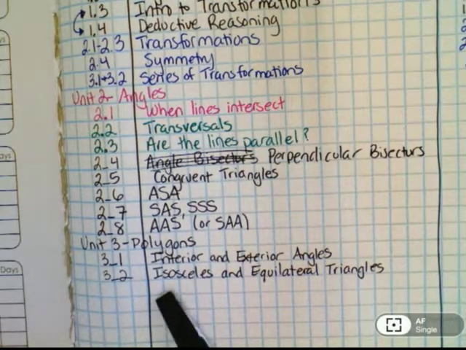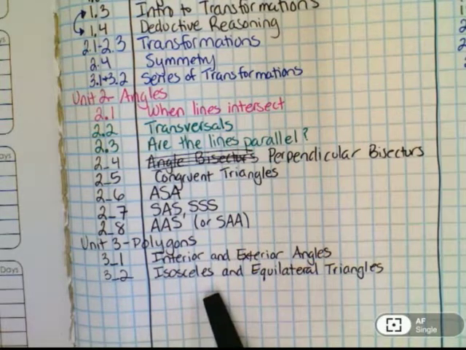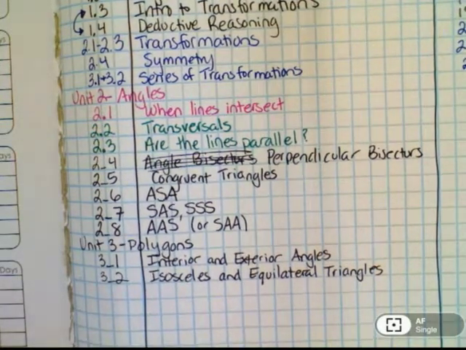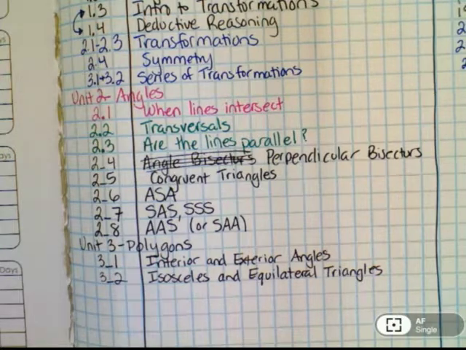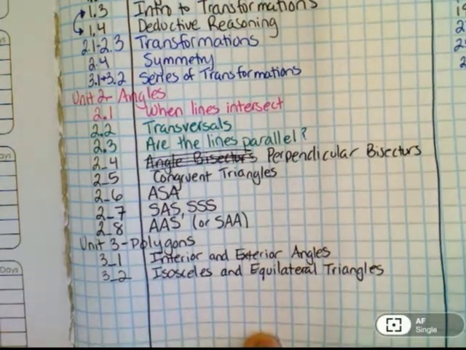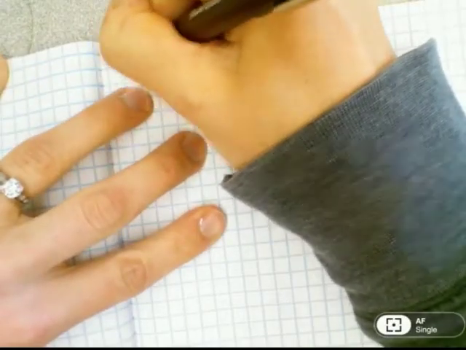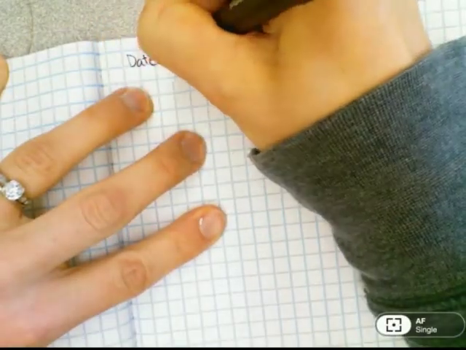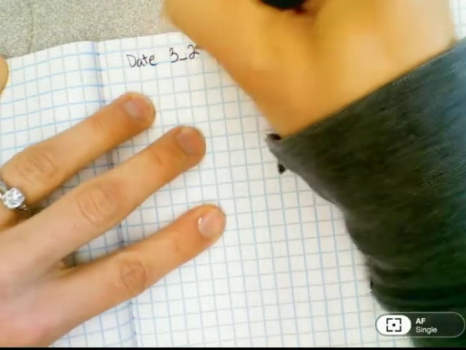This word isosceles has a pretty funny spelling, and it's important that you do know how to spell it, so make sure you're careful when you copy it down. And then once you're ready, go ahead and turn to a fresh page in your notebook. All right, so go ahead and put today's date. This is Unit 3, Lesson 2.